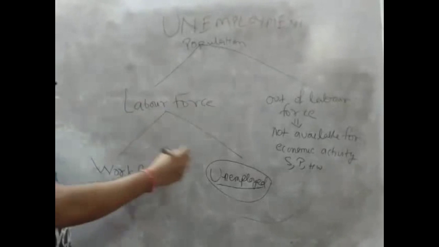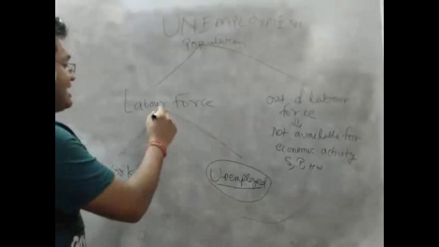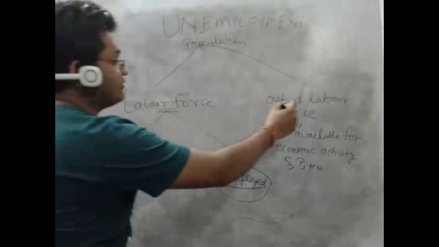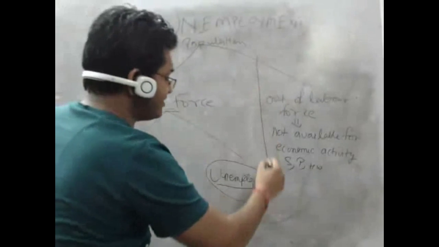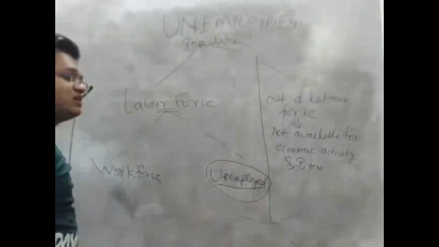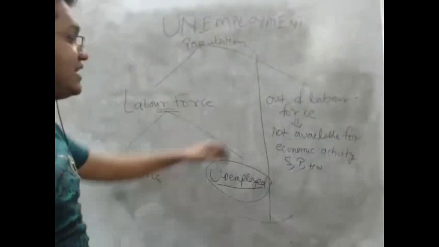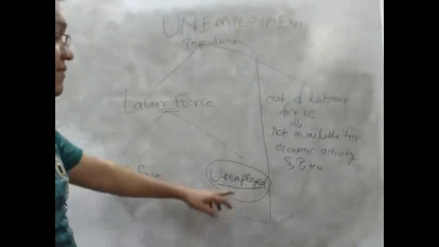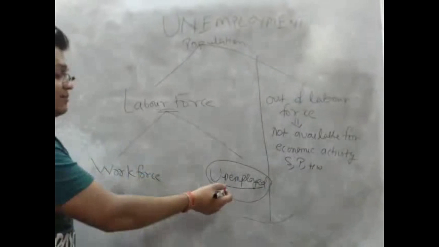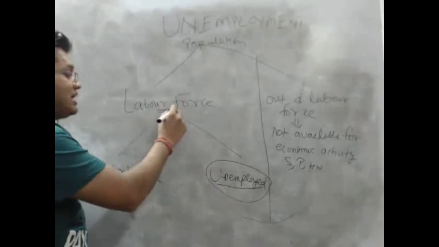When I am talking about unemployed, I will take it from the labor force, not out of the labor force. This part I will outrightly reject, because if someone is not available for economic activity, they should not be considered when I am calculating unemployment. Unemployment should be based only on the labor force. Okay?